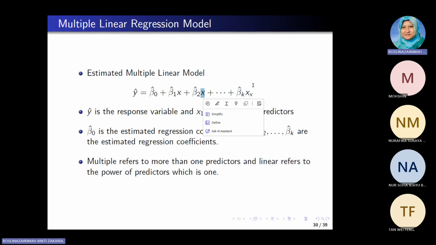Like what you asked just now, if it is polynomial, maybe you have x squared, x cubed, and so on. So it is no longer multiple linear but a non-linear model. The way we treat it is different. At this point we only talk about linear models, that is, when the power of the predictors, or the independent variables, is 1. Is it okay? Yes, Doctor.